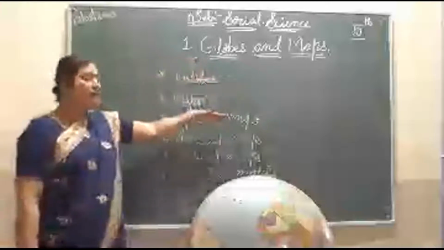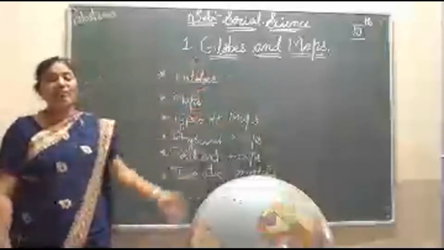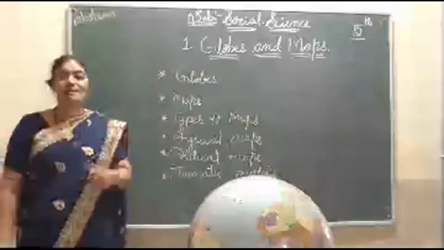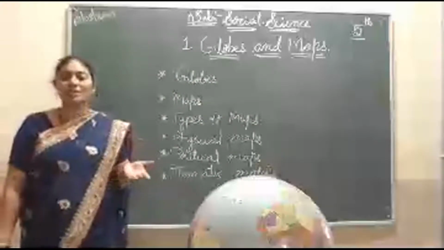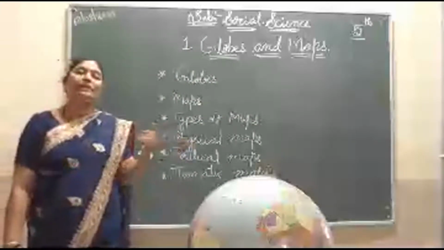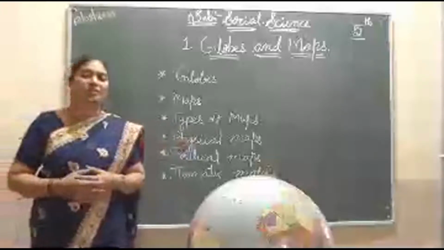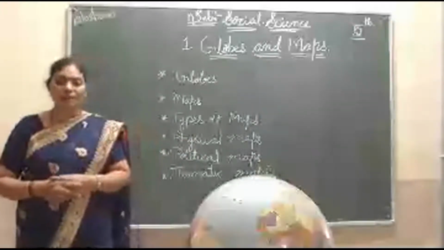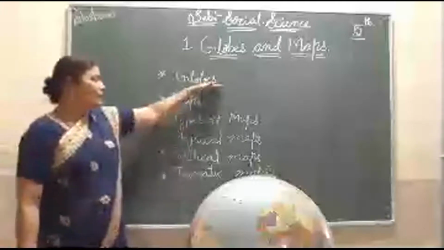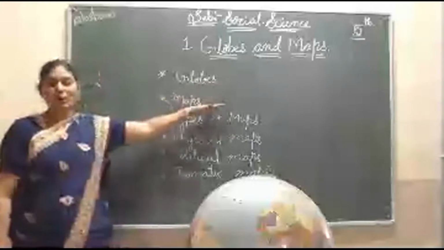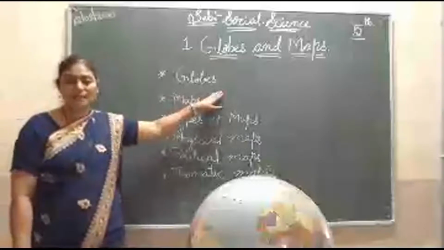They are shown by putting points. If you want the details of our state or our city or our small village, then we can take that map, and with its help we can know the information of whichever place we want. So what is the difference between a globe and a map? Now I have told you, and I hope you understood.